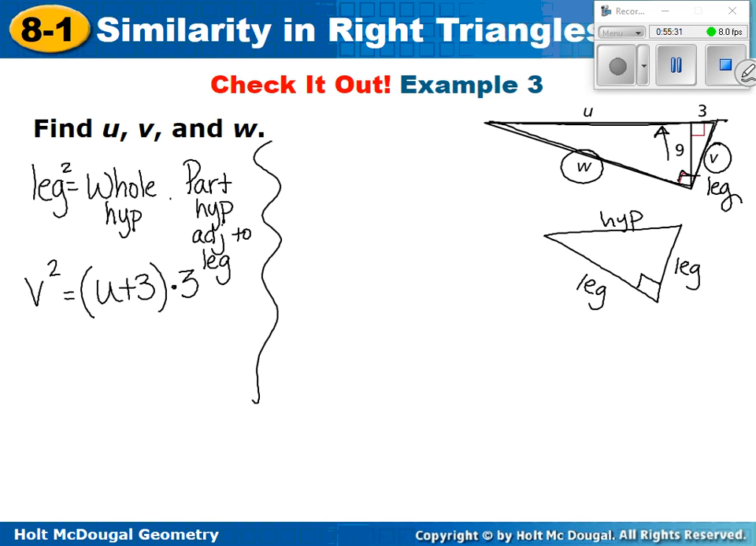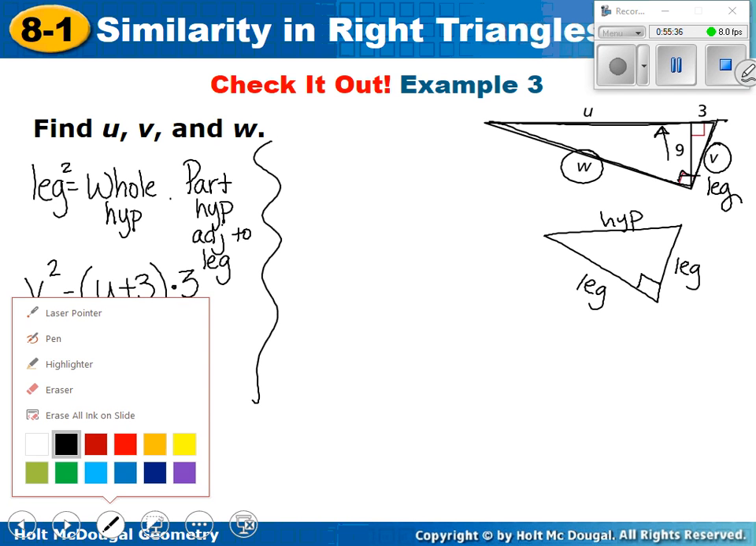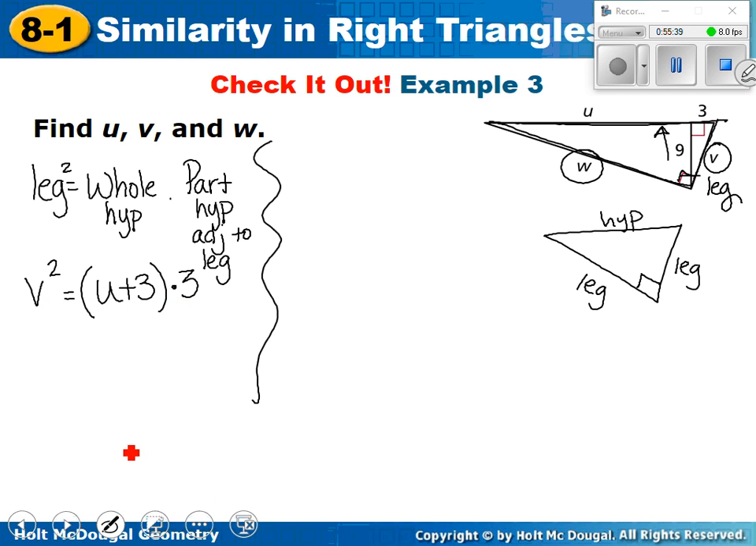Okay, what is W in this picture, Corbin? No, be careful, guys. Right triangle, big triangle. The hypotenuse is always across from the right angle. W is not across from that right angle. It's a what? Leg. So that means we're back to the same formula. So what's going to go in for the leg here? W squared equals, let's go with Caleb. What's the whole hypotenuse again? U plus 3.